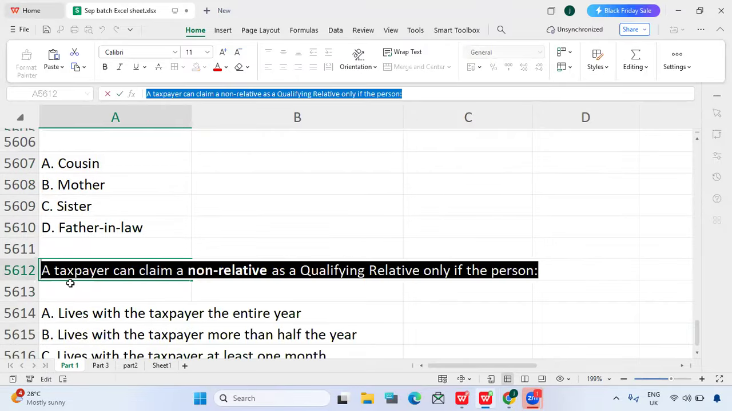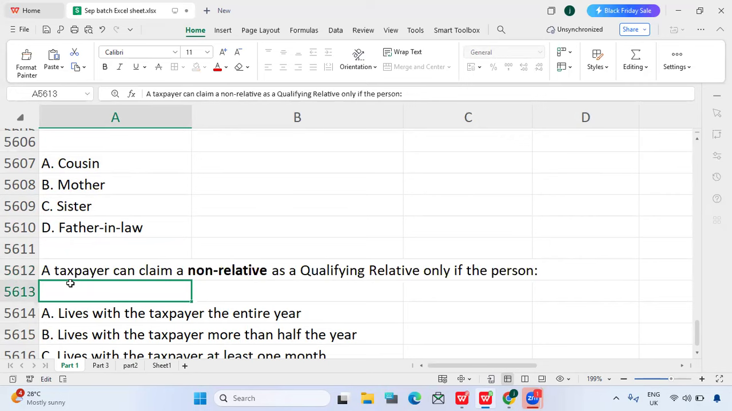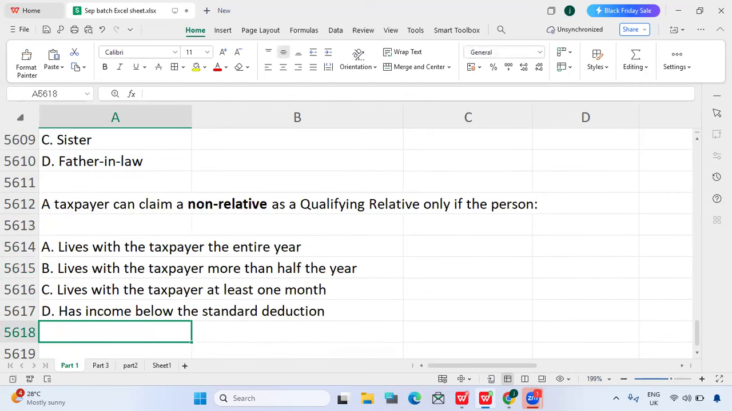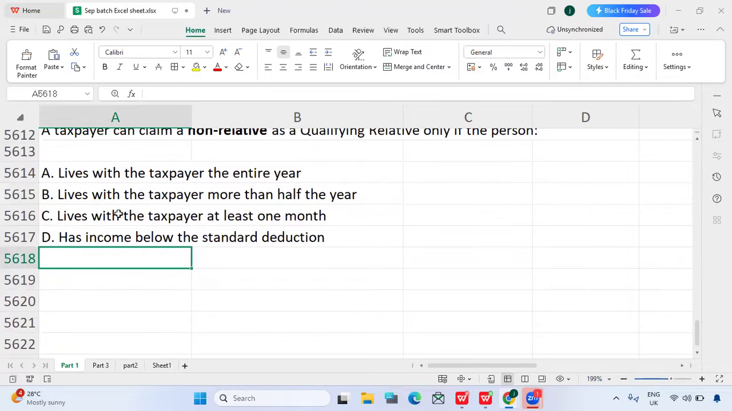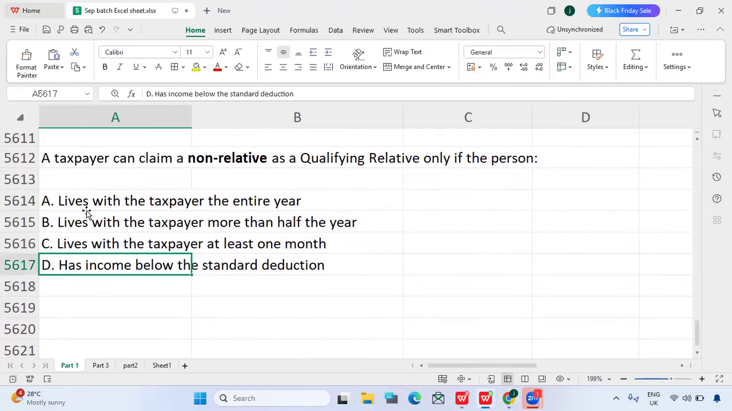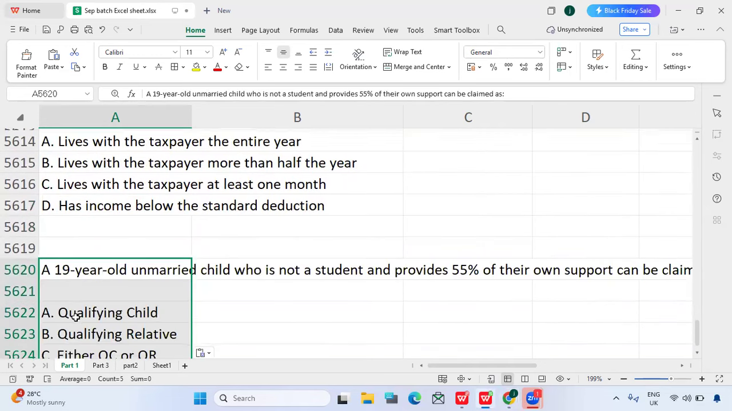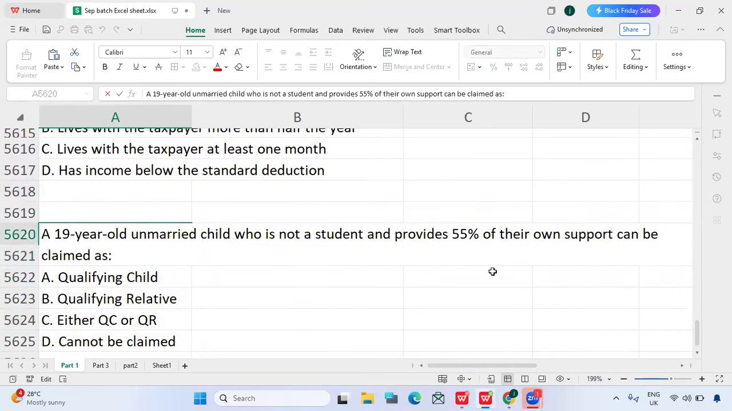Next one: a taxpayer can claim a non-relative as a qualifying relative only if the person lives with the taxpayer the entire year. Yes, entire year. Qualifying relatives can be classified into two: the IRS approved list, and those other than the IRS approved list. For the IRS approved list, there is no need to reside with the taxpayer. For those other than the IRS listed relatives, they need to reside with the taxpayer for the entire year. So the answer is option A.